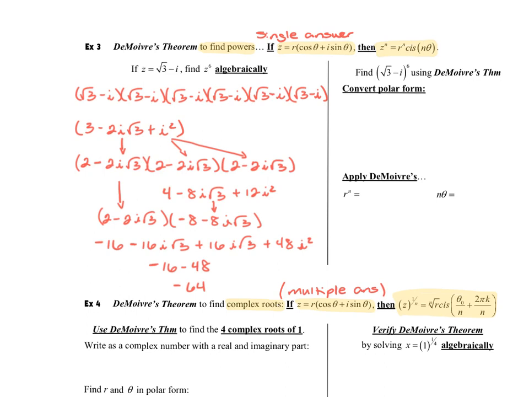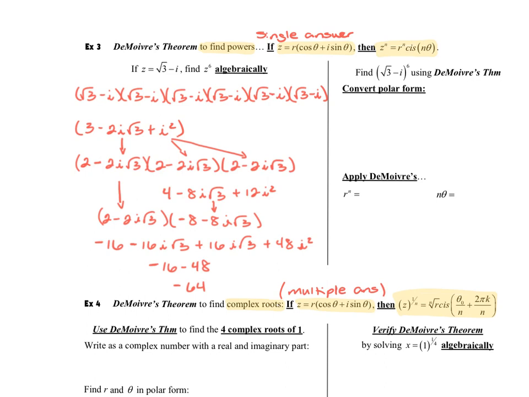Now, let's go through and just understand quickly what it is that finding a power means. So let's say I have this complex number, radical 3 minus i, and I want you to raise that complex number to the 6th power. Algebraically, before this course, before DeMoivre's theorem, raising something to the 6th power means to multiply it by itself 6 times. And you're going to need to pause this to write all this down.